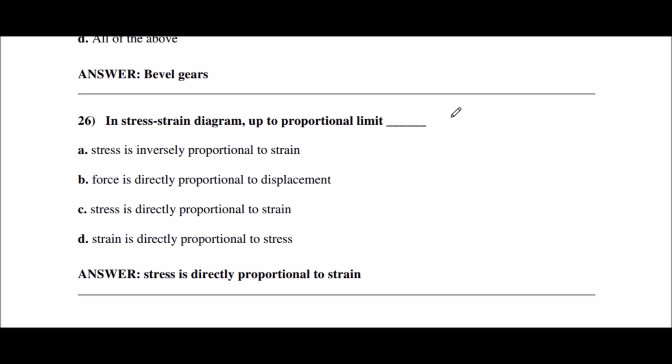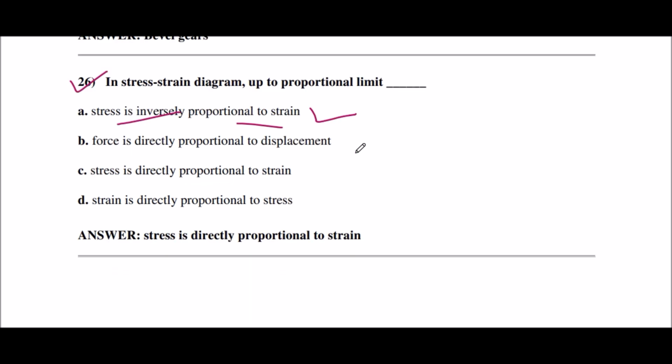Next question. In stress-strain diagram up to proportional limit, option A, stress is inversely proportional to strain. Option B, force is directly proportional to displacement. Option C, stress is directly proportional to strain. Option D, strain is directly proportional to stress. This is a very important question. Answer of this question is option A. In stress strain diagram up to proportional limit, stress is inversely proportional to strain.